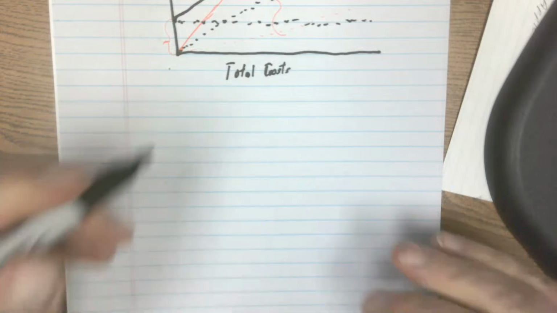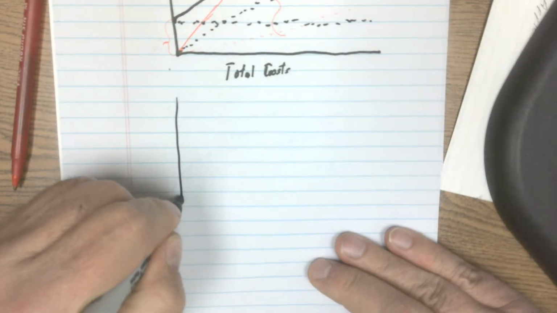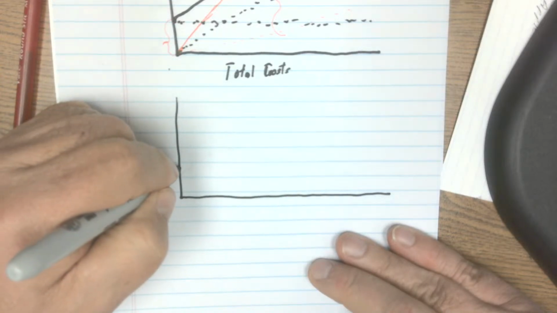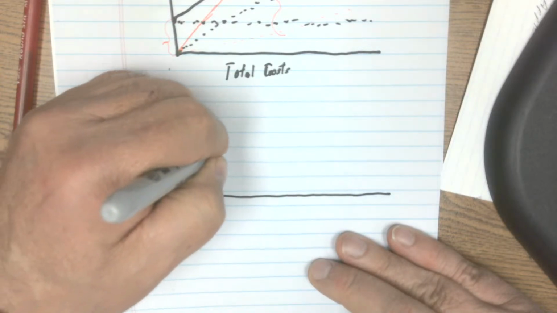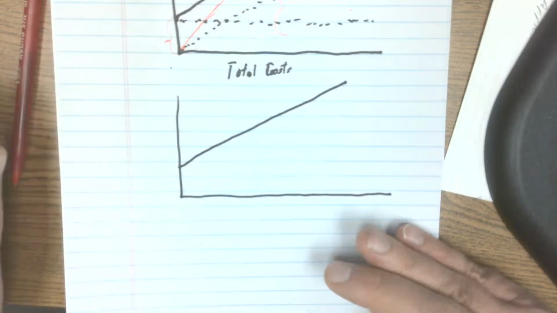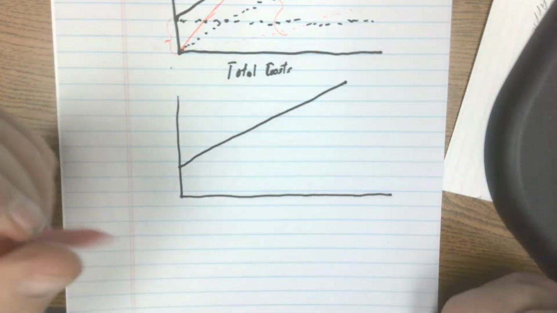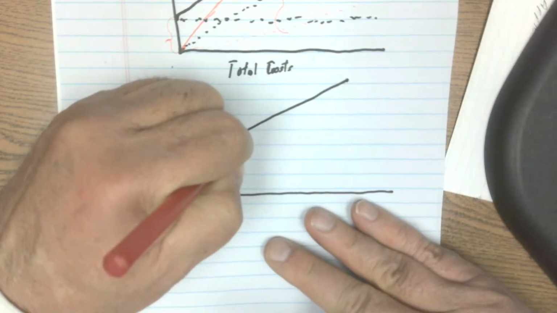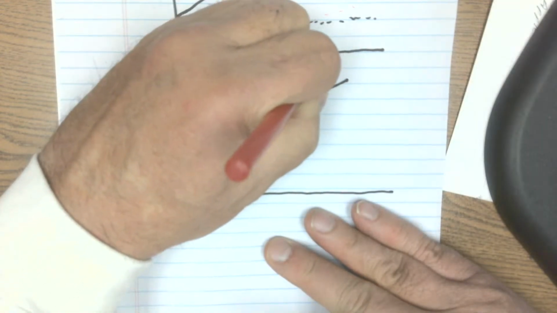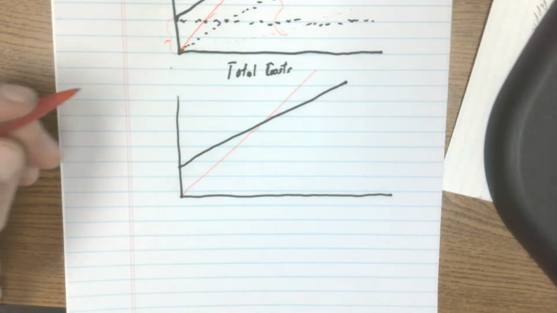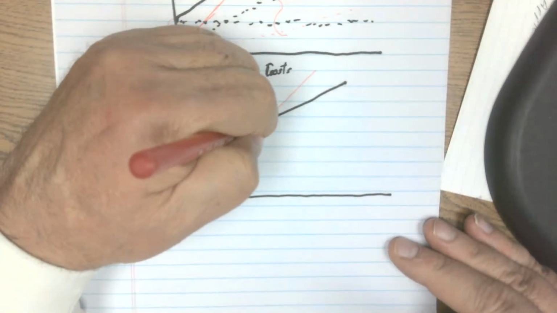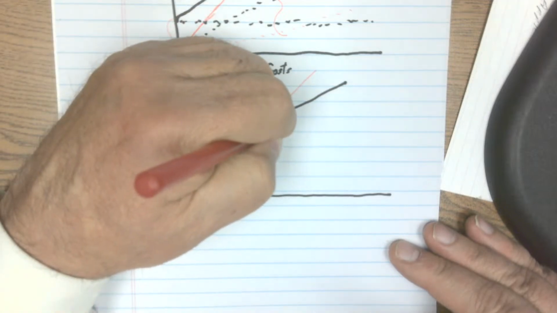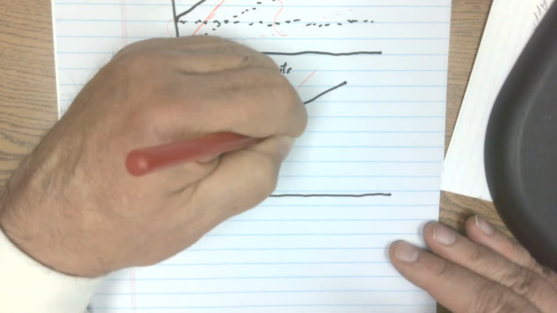So let's redraw this so it's not quite as messy. Here's our total costs. And then here's our revenue line, steeper than our variable cost line. This point, which we'll get into in the next chapter in a lot more depth, is known as the break-even point.